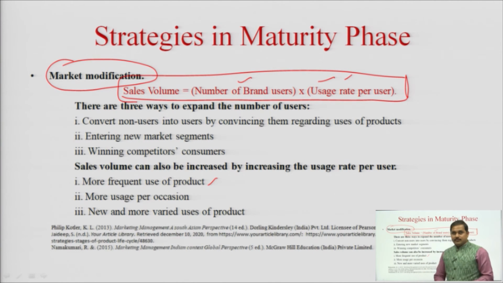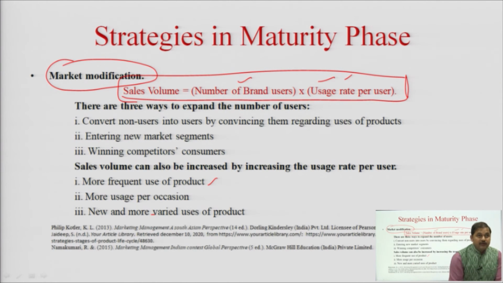More usage per occasion. A very small example: suppose I increase the aperture size of the tube of the toothpaste. By default I have the same frequency of putting it on my brush every morning, but I am going to use more quantity on every occasion. That way also my product is going to exhaust earlier and I am going to buy the product very early. The next one is new and more varied uses of the product. I must try to introduce more usage of the existing product that I have. That way also I can increase the frequency of using my products.